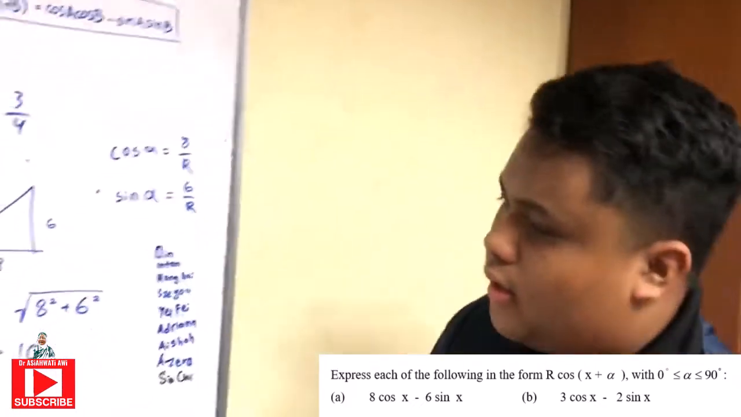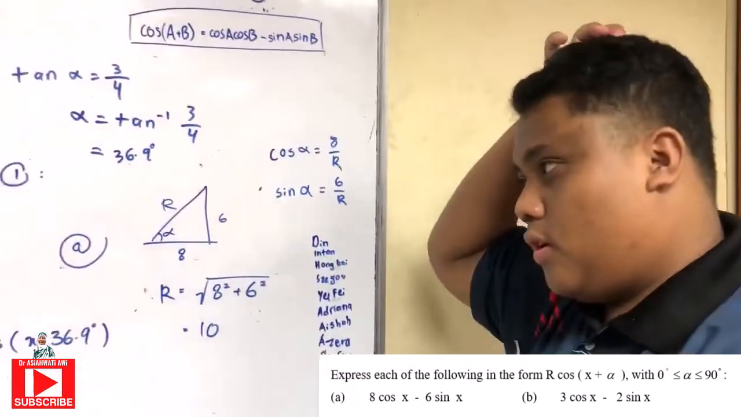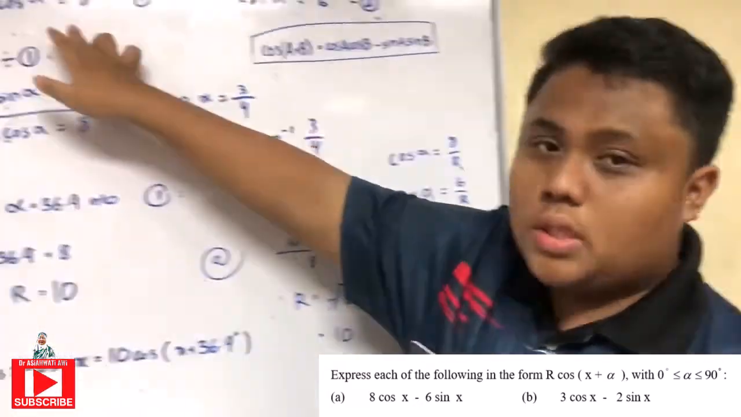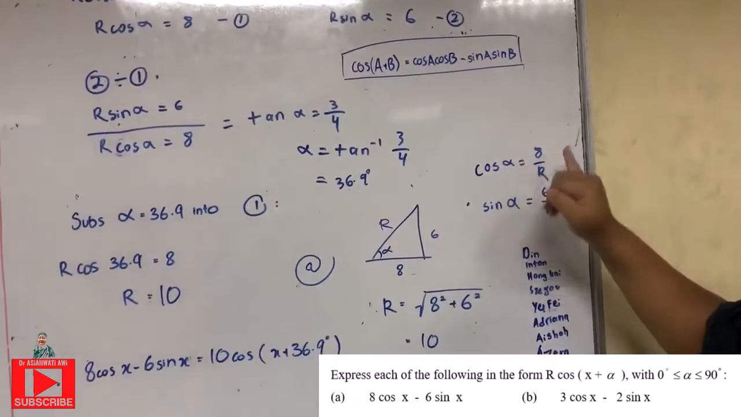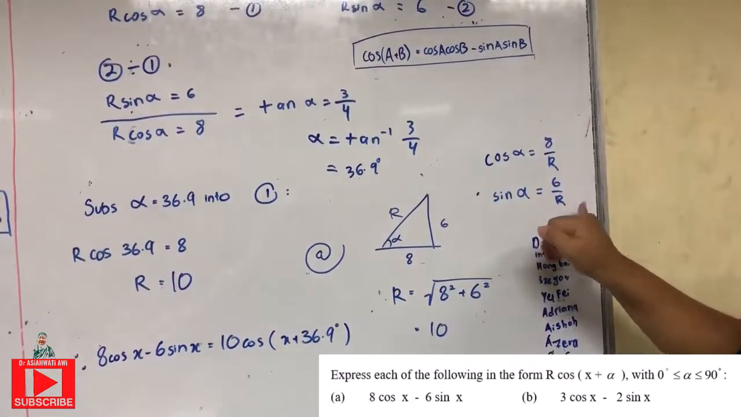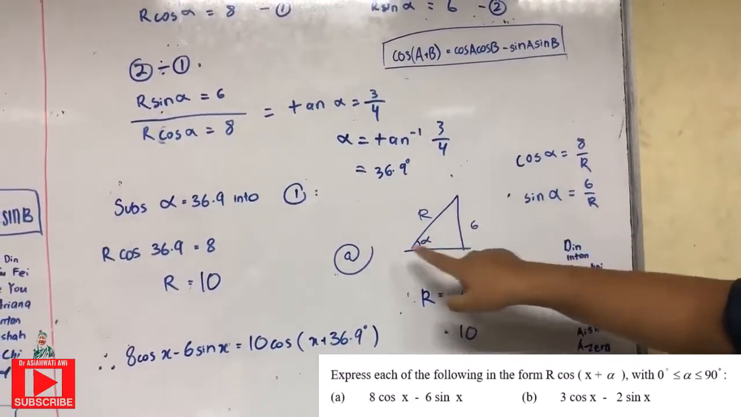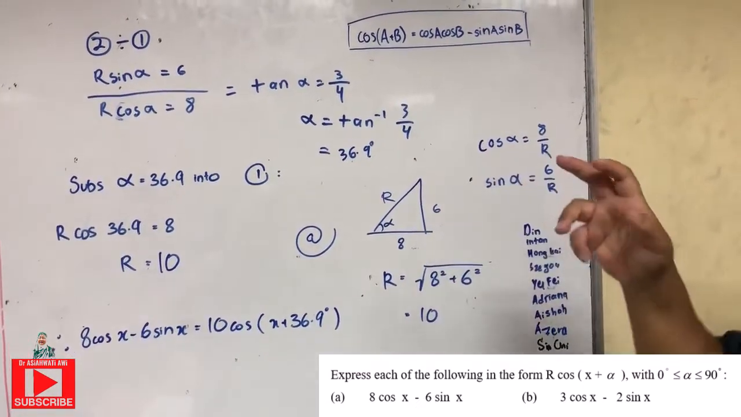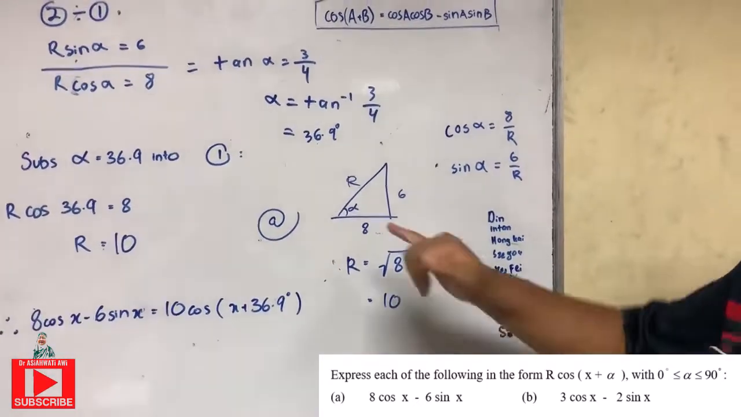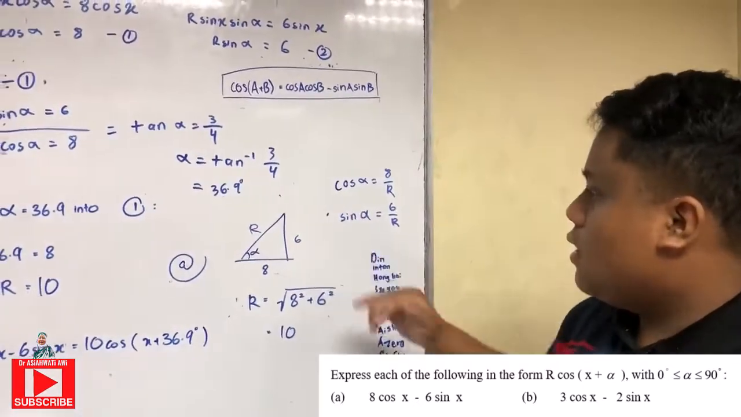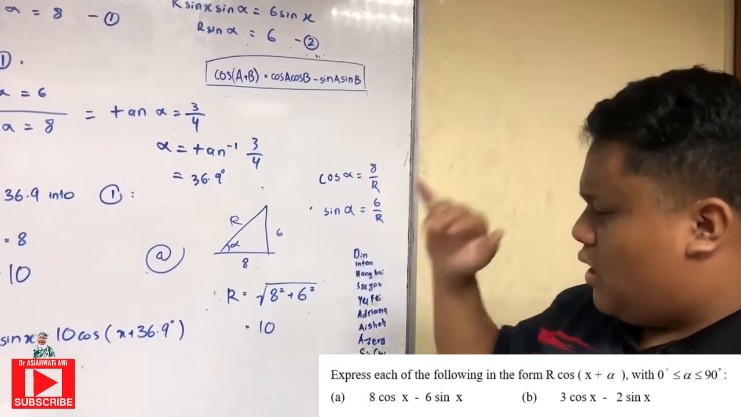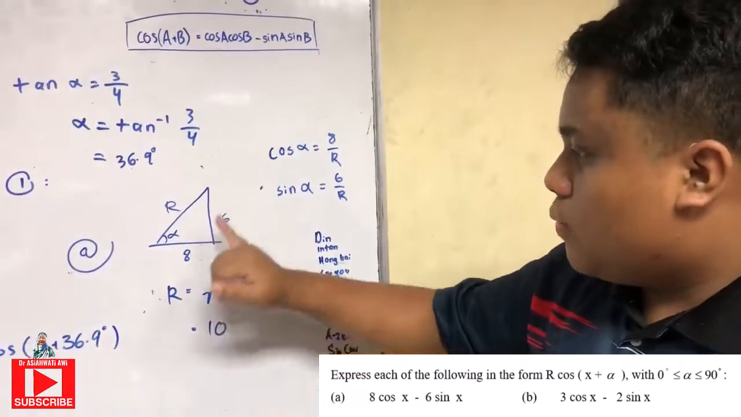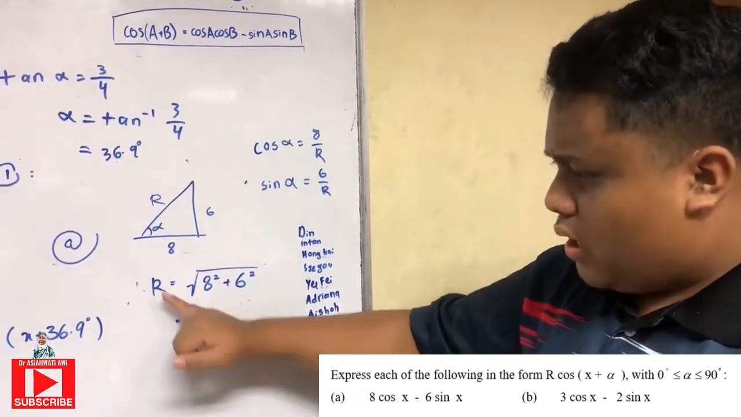So to find r, we use this theorem Pythagoras. So based on this equation, cos alpha will equal 8/r, and sin alpha will equal 6/r. So we draw a triangle. So alpha is here. So since cos is adjacent over hypotenuse, so 8/r, and sin is opposite over hypotenuse, 6/r. Okay, and then so we need to find r. We can use theorem Pythagoras. So r equals 10.